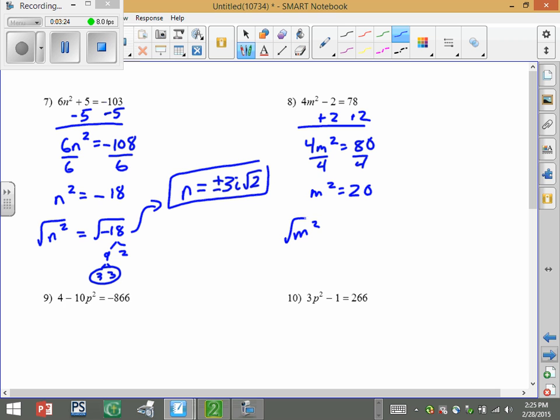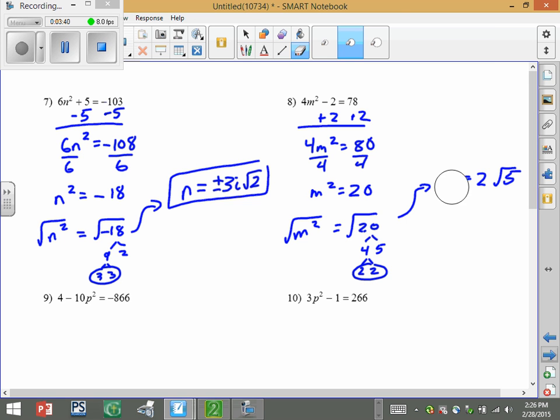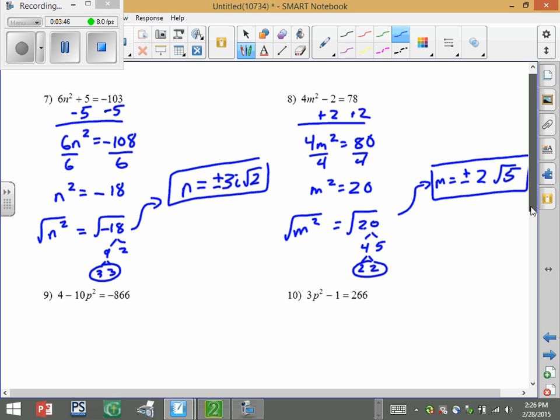Now let's go ahead and take the square root of both sides. 20 is not a perfect square, but we do know that's 4 times 5, so we have 2 and 2 that can be pulled out. So we end up with m equals 2 square root of 5, and the one thing we've got to make sure we squeeze in there, I didn't leave myself much room, the plus or minus. Always remember the plus or minus.